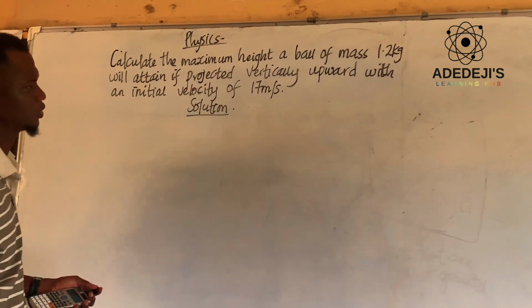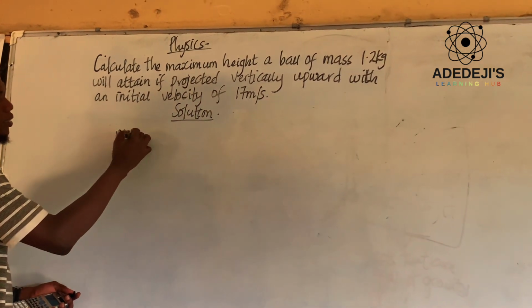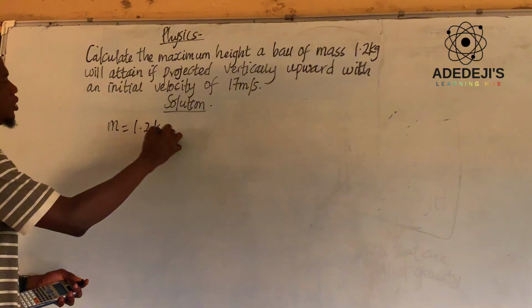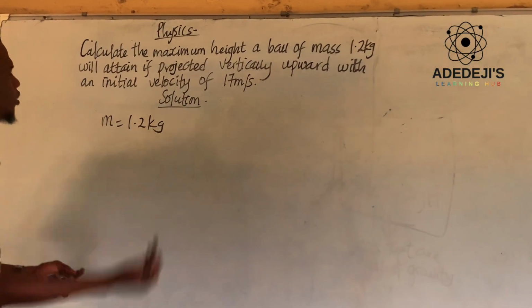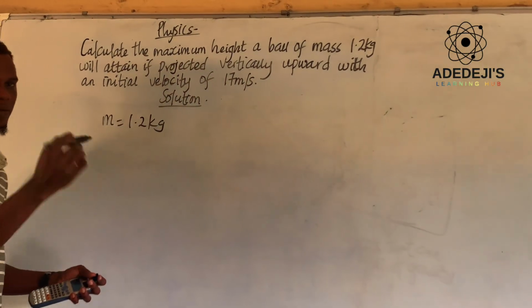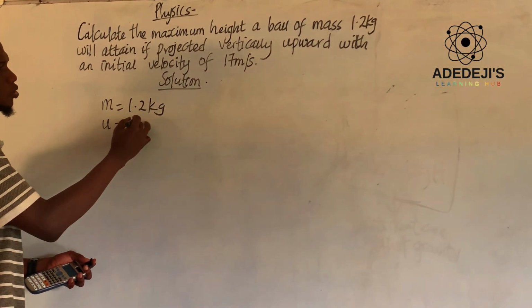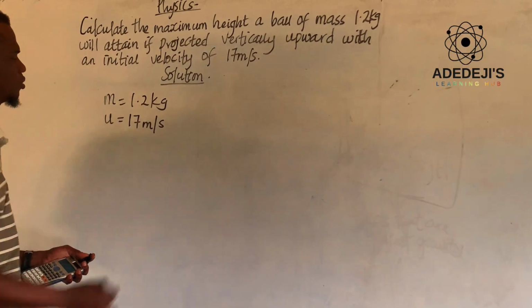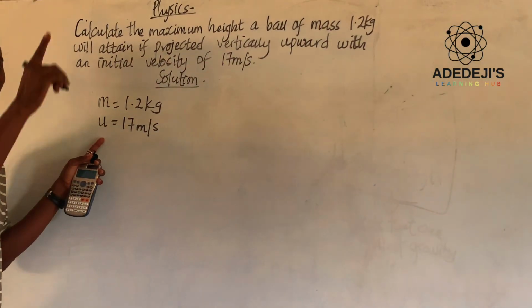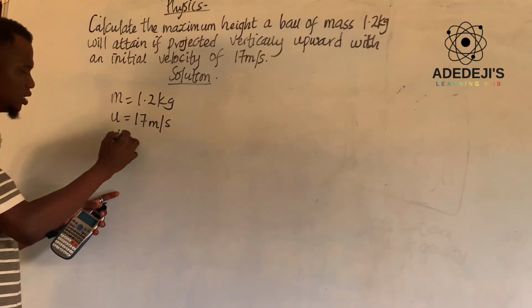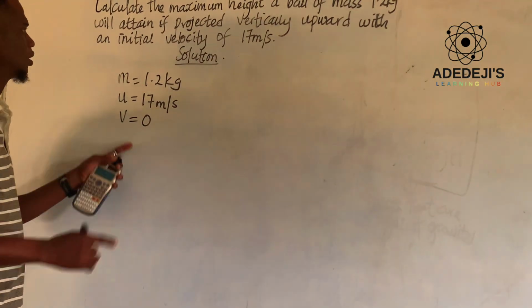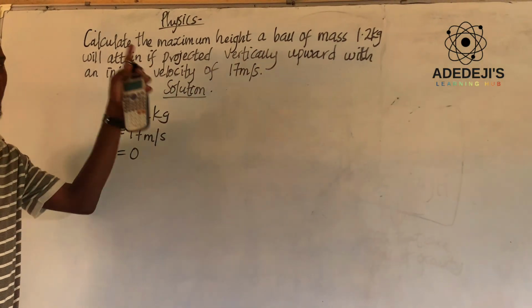So let's get our parameters. We have mass as 1.2 kg. It's projected upward with an initial velocity. Remember I said for an object that is thrown up, it has an initial velocity. So our u is equals to 17 meters per second. Don't forget that I said that at the maximum height, the v is equals to 0. Now what are we looking for? We are looking for the maximum height.